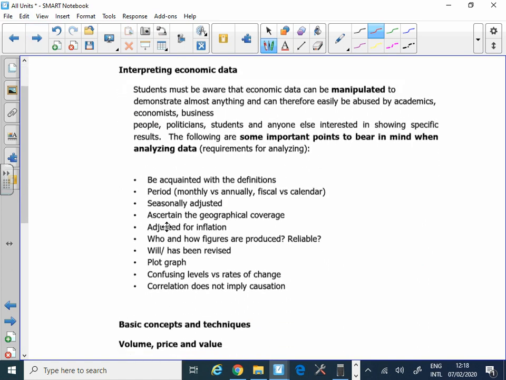After we have collected the data from whatever sources, we know which goal we are trying to assess, and so we know which particular indicator to look at. We are going to go on and talk about interpreting economic data. As a note, students must be aware that economic data can be manipulated to demonstrate almost anything, and therefore can be misleading. It can be abused by academics, economists, business people, politicians, or anyone interested in showing specific results. As such, it's going to be misleading because it can be manipulated.